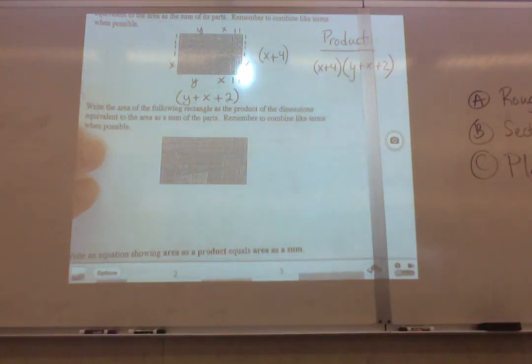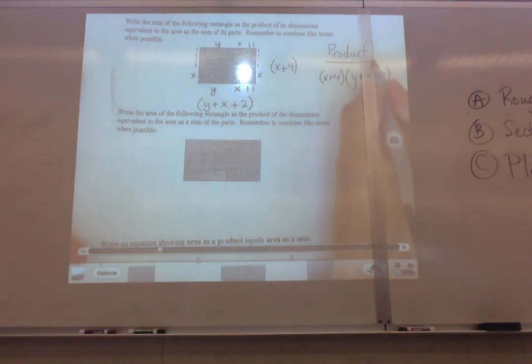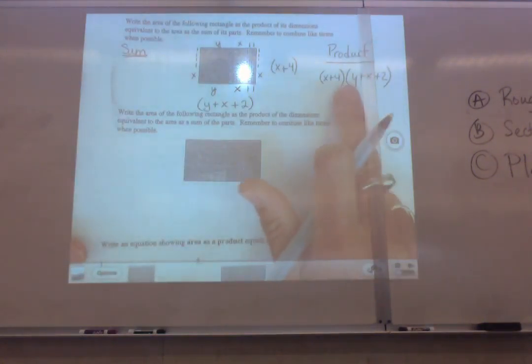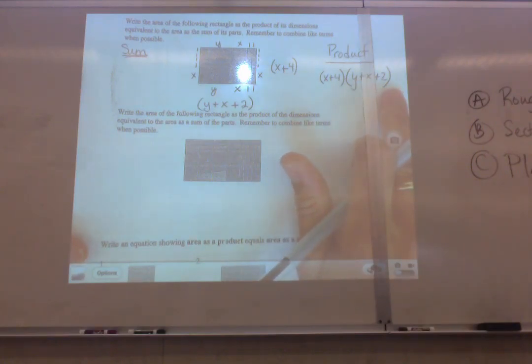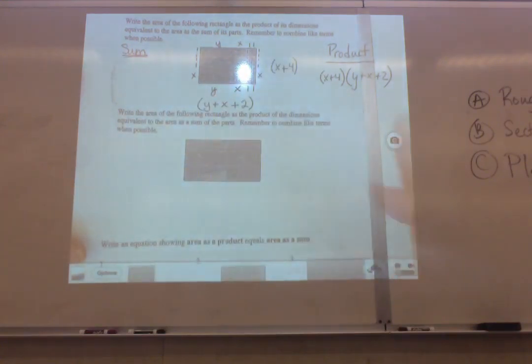What was the other way we could write it? The sum. So we did two ways yesterday, product and sum. The product didn't really do the multiply. It wrote it as a multiply expression, but it was usually base times height or length times width, which is what we know about area.